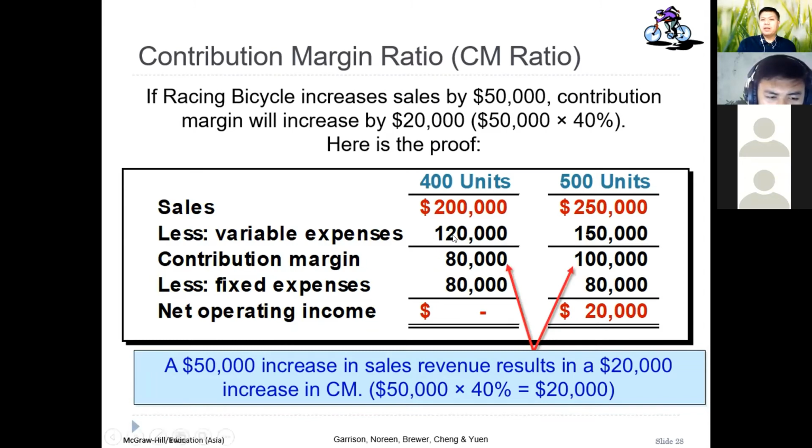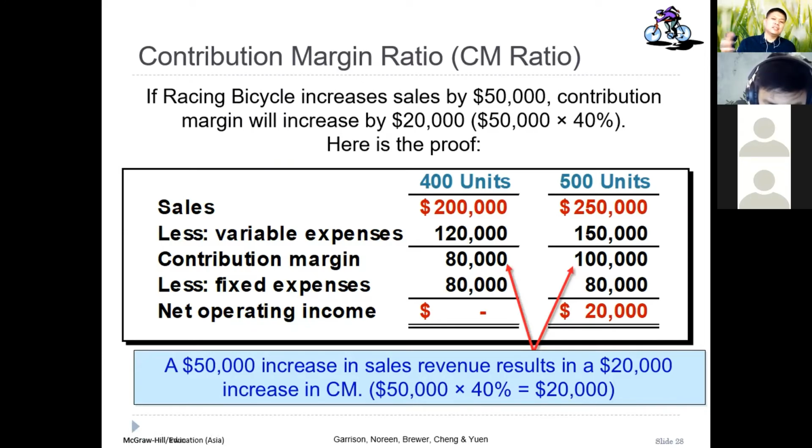Less the variable expenses. Will the variable expenses follow? He says here, a 50,000 increase in sales revenue results in a 20,000 increase in CM. And that is 50,000 times 40%. That's 20,000. Okay? Next, the fixed expense will be the same. Then the net operating income increase is 20,000.